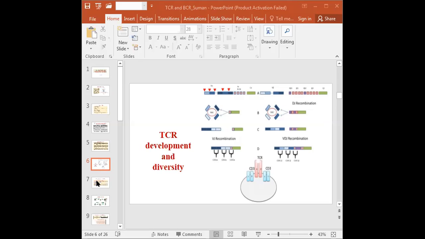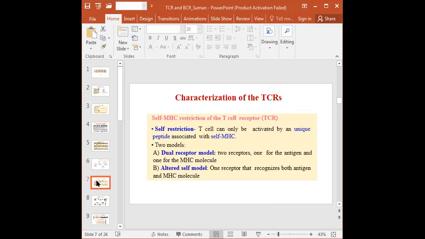So then we are coming to the characterization of TCR. Some of the earliest studies regarding the characterization of the TCR established the phenomenon of self-MHC restriction in TCR. In this regard, the studies by Doherty played a crucial role. This researcher showed that the TCR of an animal recognizes the antigen when it is bound to the animal's own MHC molecule. So there comes the restriction. This is known as self-restriction.